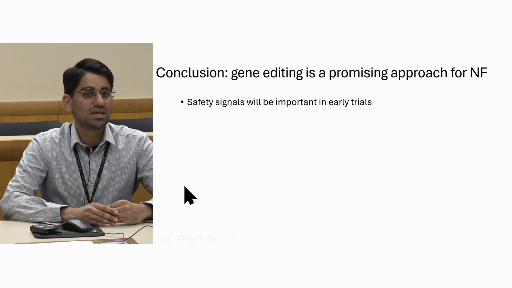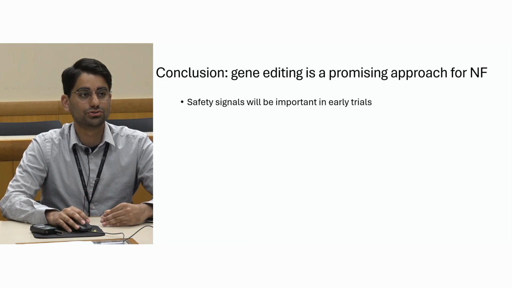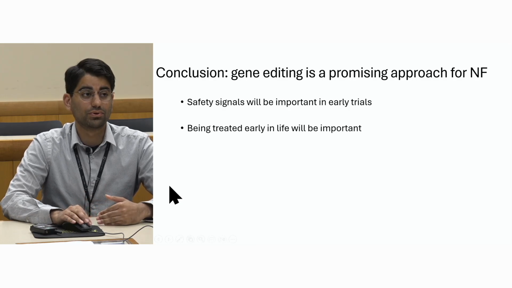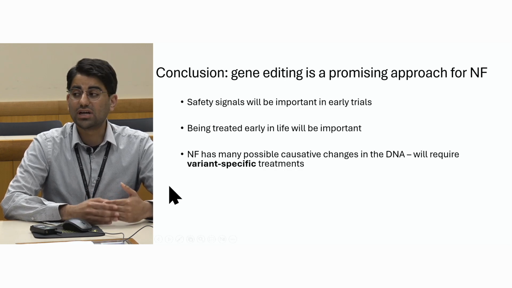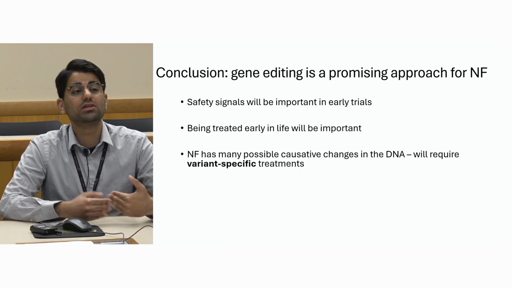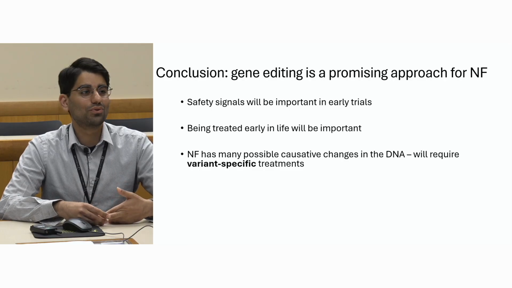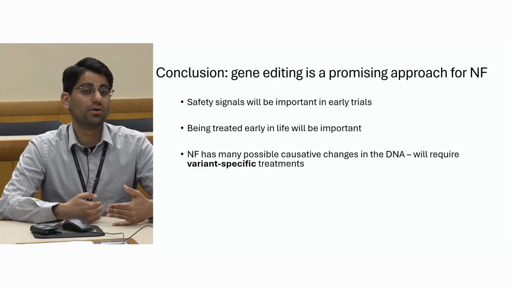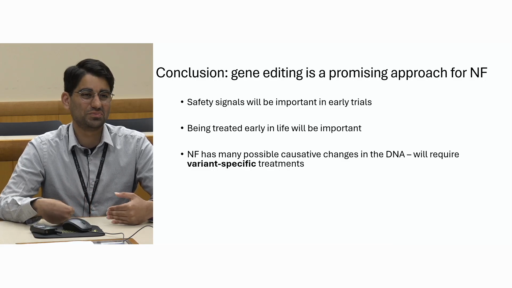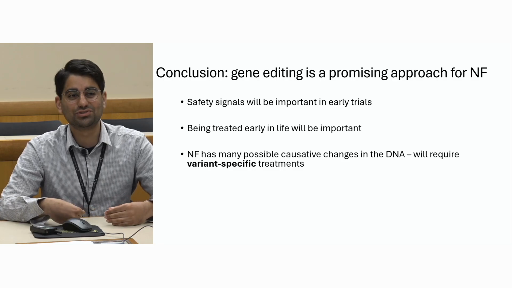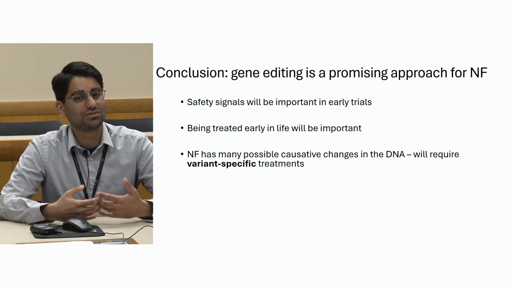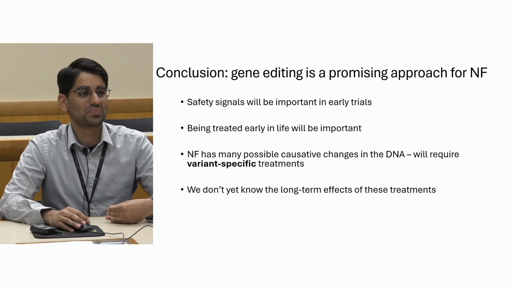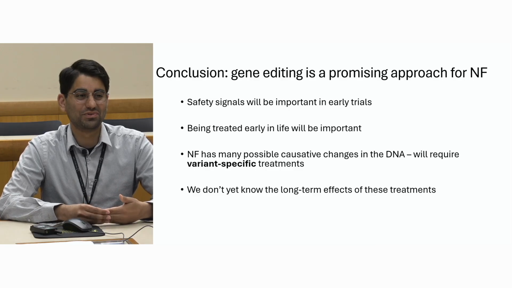As I mentioned, safety signals will be important in early clinical trials for these sorts of therapies. Being treated early in life, I think, will be most important. NF is a challenging disease, though, because it has many possible changes in the DNA, so it will require variant-specific treatments. There isn't going to be an off-the-shelf treatment for NF because of how many different ways NF can be caused. So we're going to be stuck with most likely personalized treatments, and so it's going to take some work to figure out how we can get this to scale to reach every patient in the world in a timely manner. And we don't know yet, obviously, the long-term effects of these treatments.